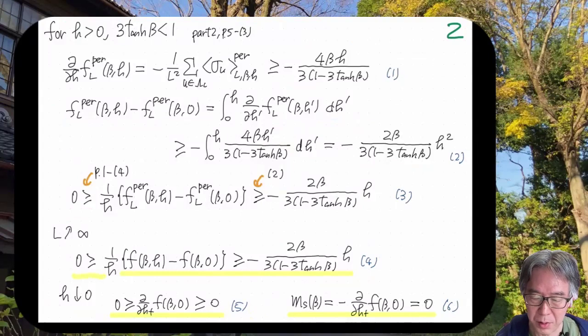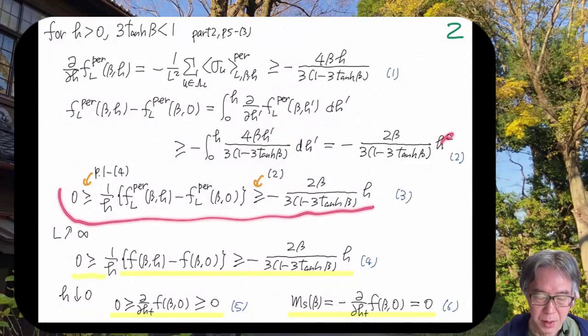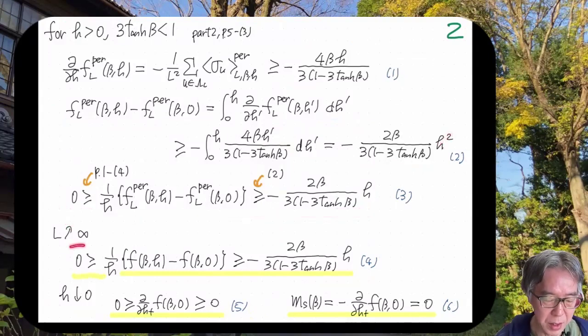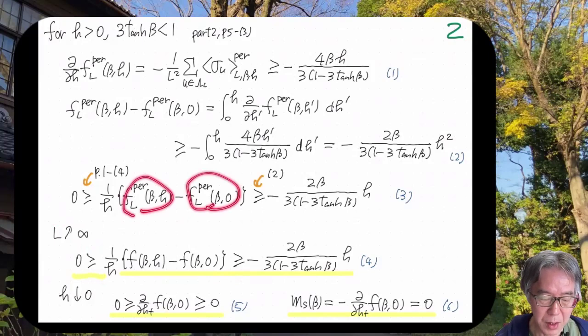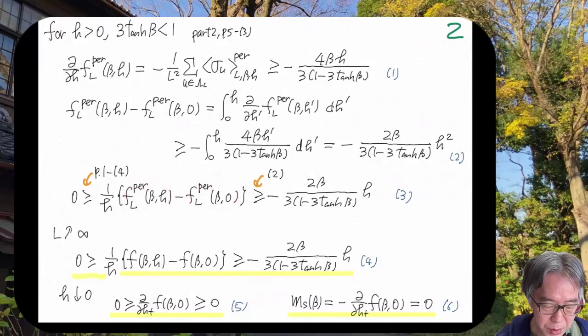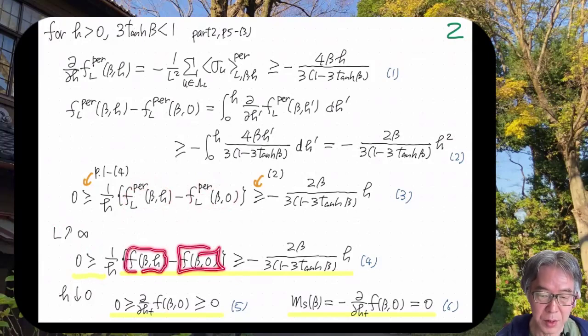And from here, you divide this by h and you get this. Now, at this stage, we let L go to infinity. And we already know that this quantity has a nice infinite volume limit, the thermodynamic limit. So we get this thing. And these depend on the choice of boundary condition, and they are for the periodic boundary conditions. But of course, as we proved in the previous part, this infinite volume quantity does not depend on the boundary condition. So anyway, from this we get this.